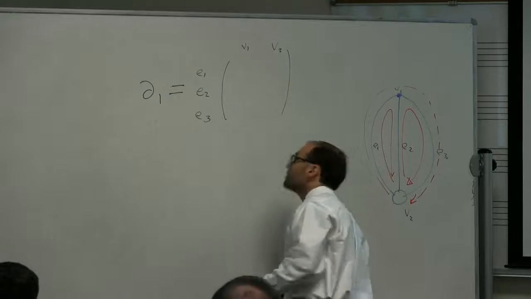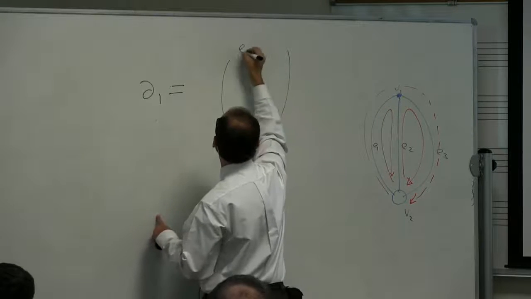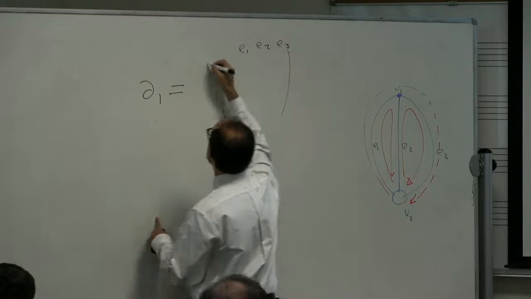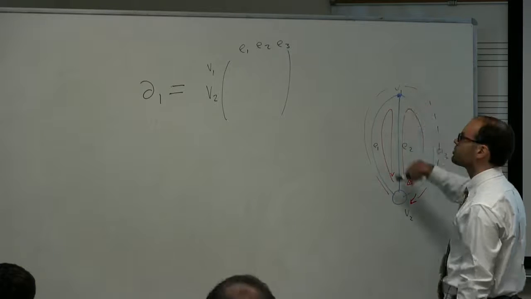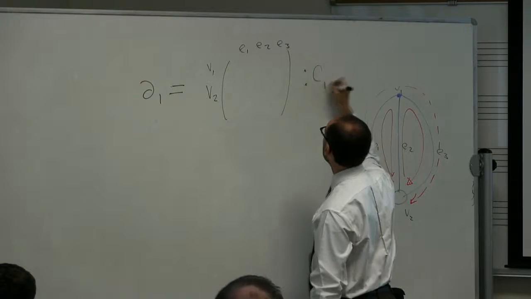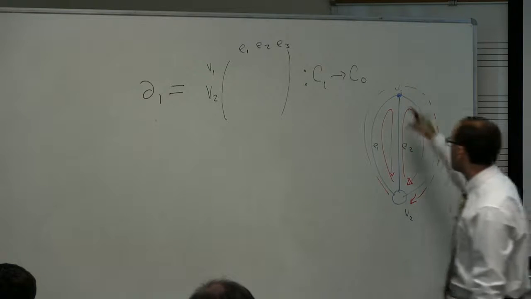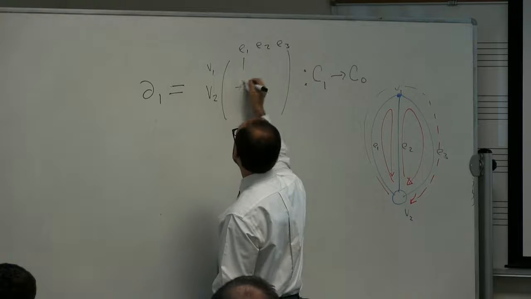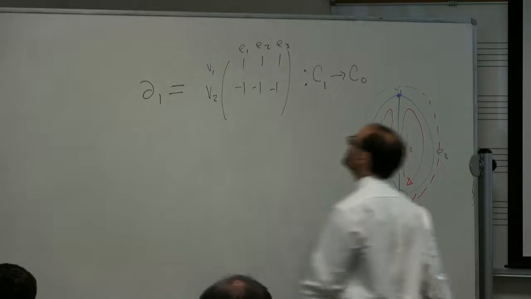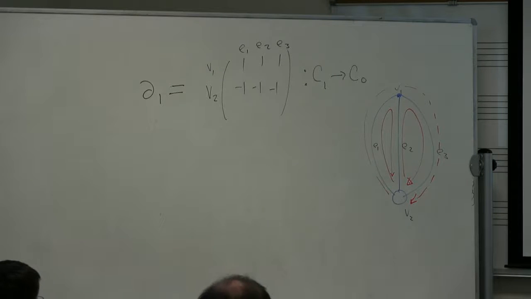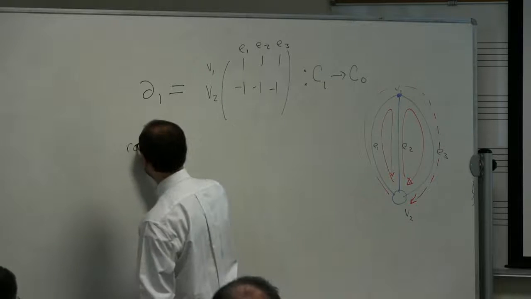Wait, I got this going the wrong way. I'm transposed. It's supposed to go from edges to vertices. There we go. All right, edges to vertices. So the space of edges, this is going from C1 to C0. So let's see here. This first edge has vertex 1 and vertex 2. The second edge is vertex 1, vertex 2, and the third is vertex 1 and vertex 2. Could have chosen the orientations a different way. What is the rank of this matrix? Yeah.